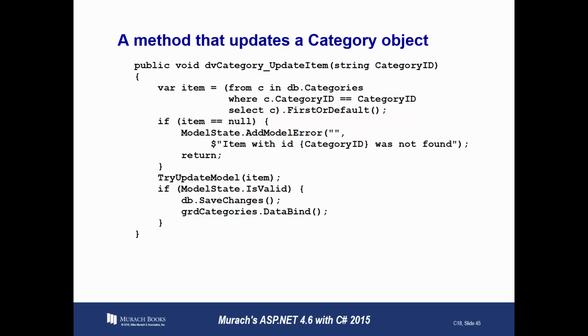Then we follow that same pattern that we talked about before. We check to see if the category exists in the database. If it doesn't, we give them a message, and basically all we do is just return. Otherwise, we call TryUpdateModel to update the category object with the values in the details view. After that, we check to see if TryUpdateModel generated any errors. If it did not, we save the database. All right. Then we bind the grid view control so that we can display what we've just done.